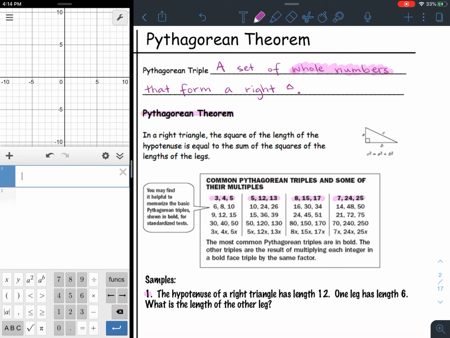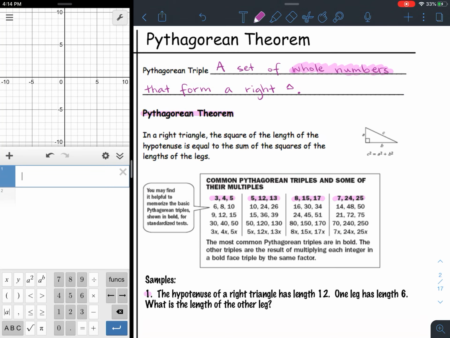To lead off, a Pythagorean triple is a set of whole numbers that form a right triangle. You guys know by this point that anything that works in the Pythagorean theorem forms a right triangle, but we only consider them to be a triple if they are all whole numbers. So they are not going to be fractions, they're not going to be radicals, they're not going to be decimals. Every single digit will be a whole number.